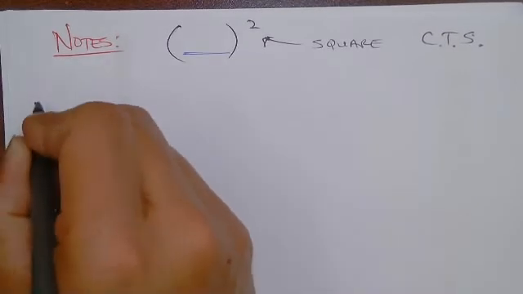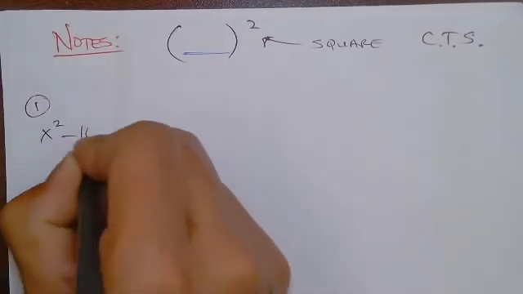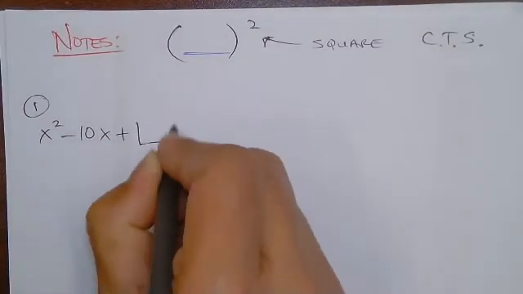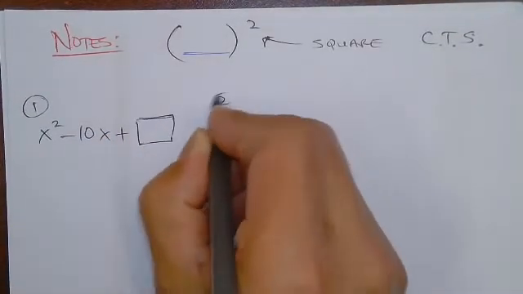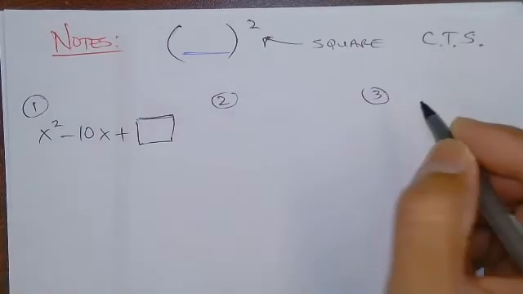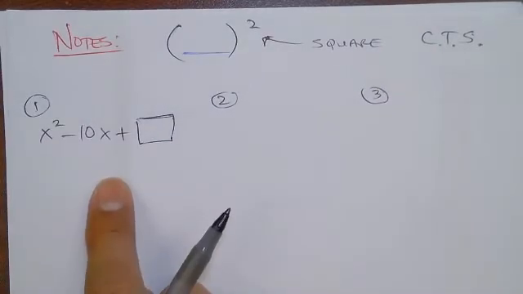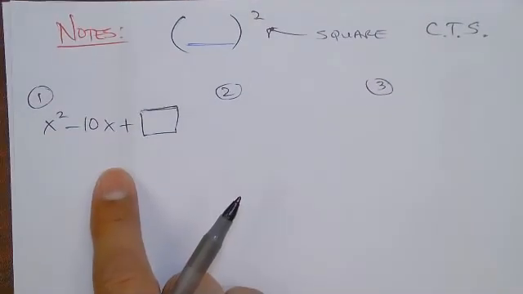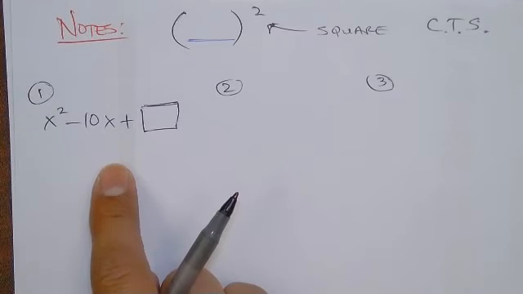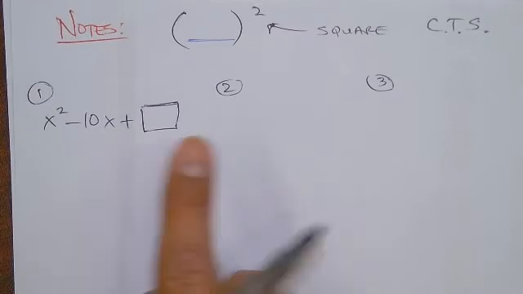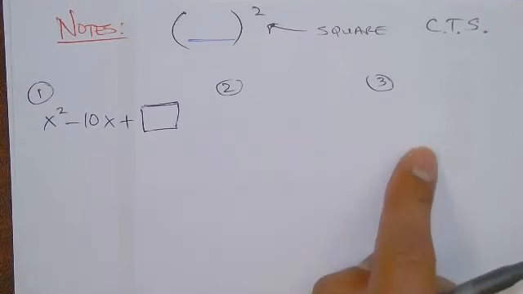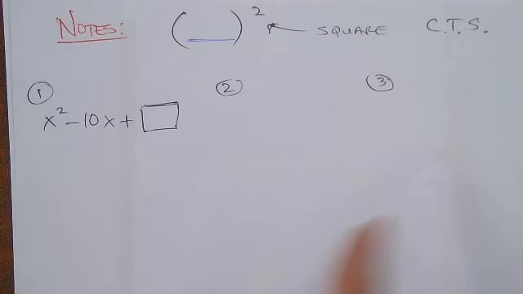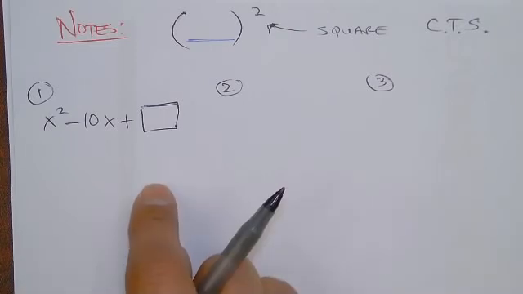Okay, here it goes. Number one, I'm going to put an easy one, x squared minus 10x plus what? That's number one. I'm going to put number two, number three. We did this yesterday. Easy. I hope you're good, but when I put these next to you, you're going to be like, what the? Here it goes.